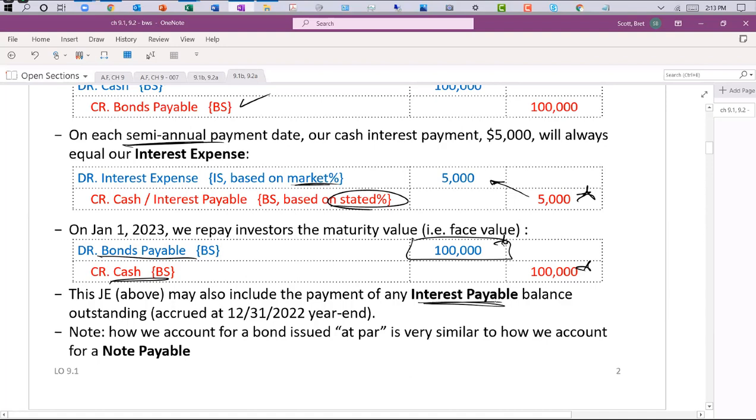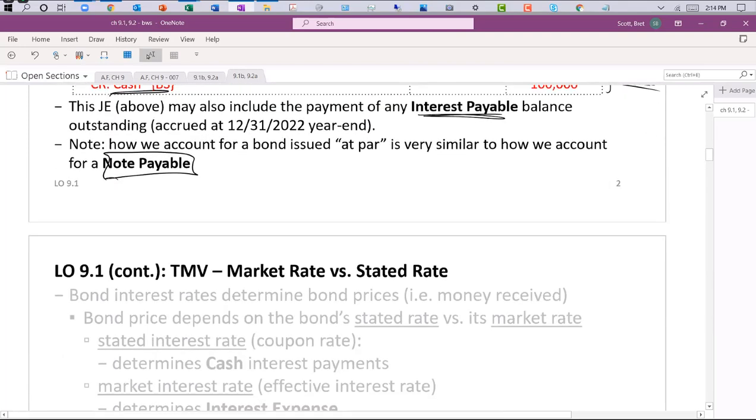Credit cash, debit the interest payable account. But the bottom line is this is always going to be based on the face value. We're always going to be doing this. Regardless of how much we got, we're always going to be paying off the face value. So this is very similar to what we've done in the past when we're accounting for a note payable. Not too much magic there.